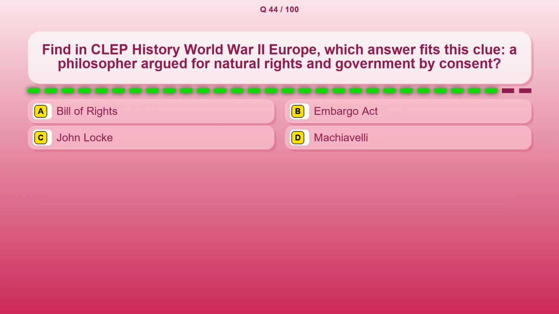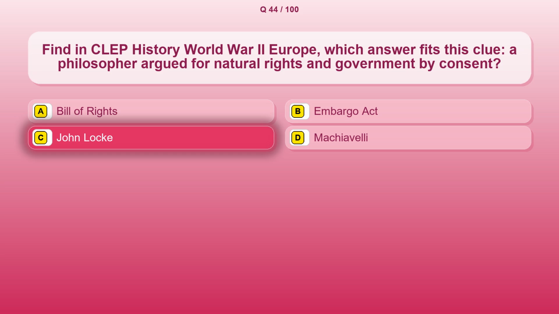Question 44. Find in CLEP history World War II Europe, which answer fits this clue. A philosopher argued for natural rights and government by consent. Option A. Bill of Rights. Option B. Embargo Act. Option C. John Locke. Option D. Machiavelli.